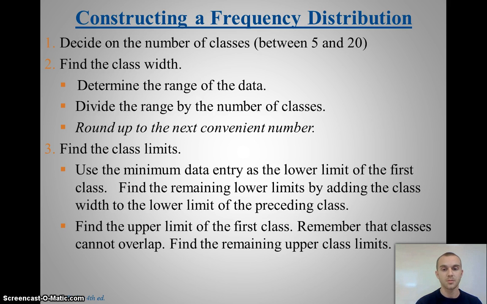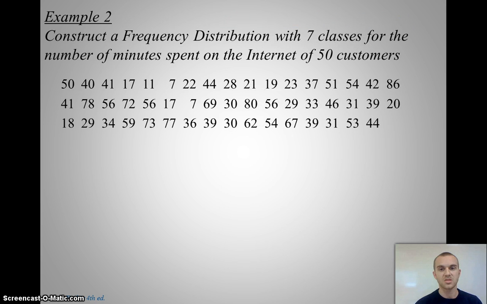I start with my minimum data entry, and that'll be the first lower limit of my first class. And then I find the rest of my lower limits by adding the class width. Then I need to fill in my upper class limits by subtracting one from my second lower limit, and then I'm going to fill in the rest by using the class width as well. And then I count up the frequencies that fall into each class. So let's look at an example.